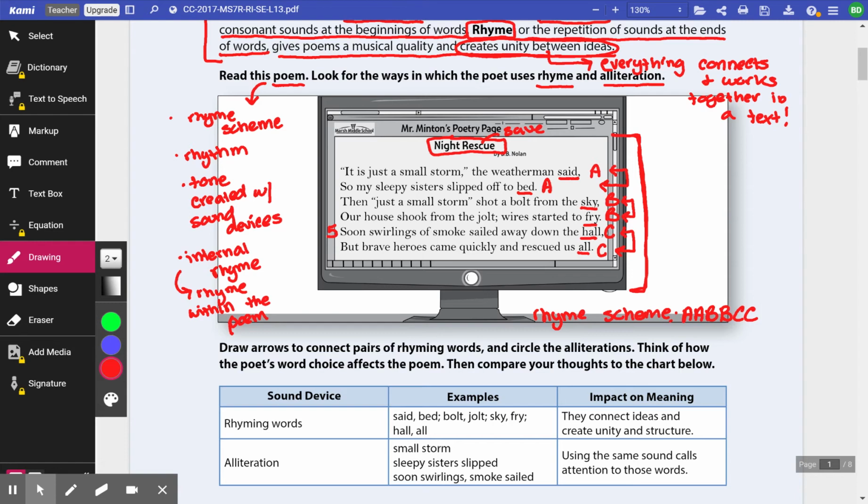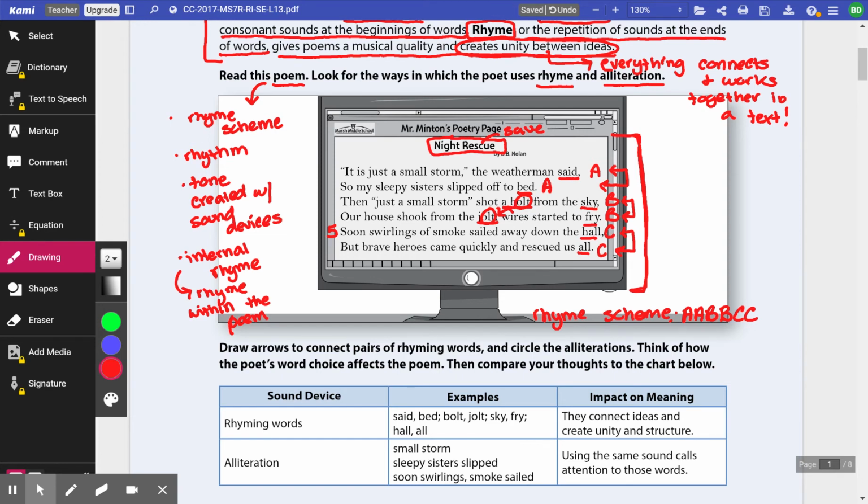So we said, said and bed, those two rhyme, sky and fry rhyme, and then hall and all. However, even though those rhyme, there are a couple of other things that rhyme within the poem. This would be our internal rhyme. So if you look, we have this word bolt, and bolt rhymes with jolt. They both have that alt sound at the end. So that is one example of internal rhyme. So I'm going to draw a little arrow like that to show that bolt and jolt, they do rhyme.